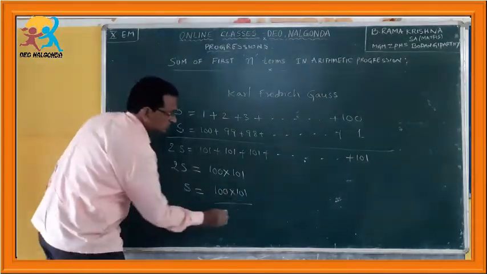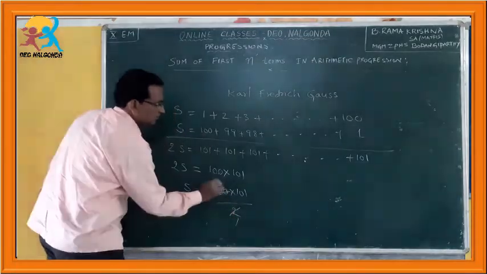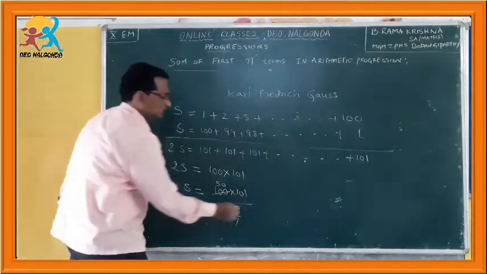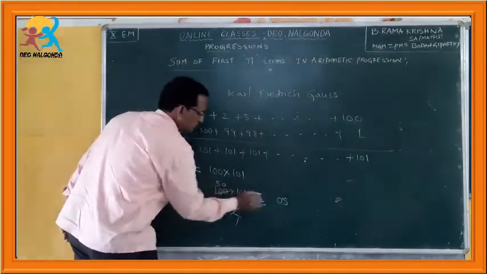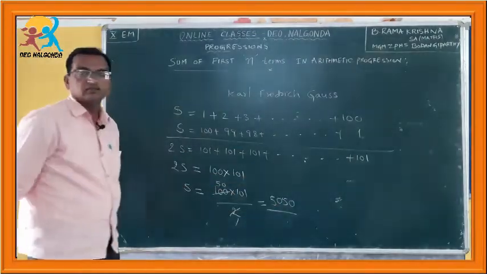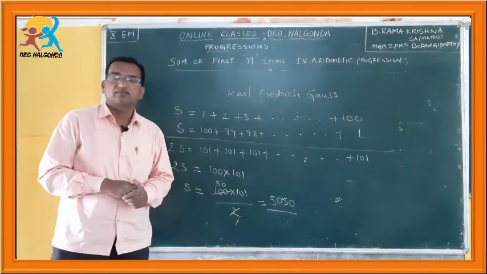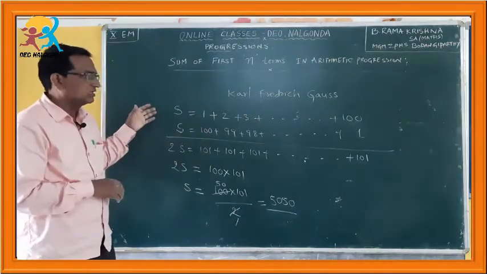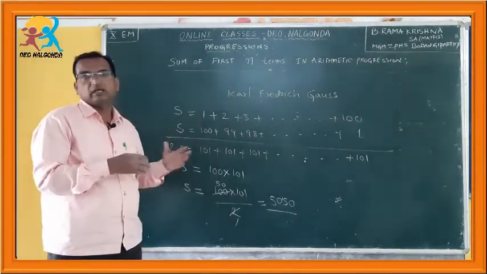If you transpose this 2, you get divided by 2. 2 ones are 2, 2 fifties are 100, so it is 50 into 101. Now multiply with 5: 5 ones are 5, 5 zeros are 0, 5 ones are 5, and put a 0 here. What is that? 5050 is the total of the first 100 natural numbers. Simply with this intelligence, he could tell it within no time.